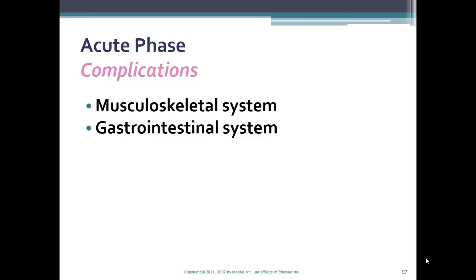The musculoskeletal system will have decreased range of motion. They can develop contractures. The GI system: they can have a paralytic ileus, diarrhea, constipation. They're at risk for GI ulcers because the body has been through so much stress, and so you'll want to give an H2 inhibitor or a proton pump inhibitor.